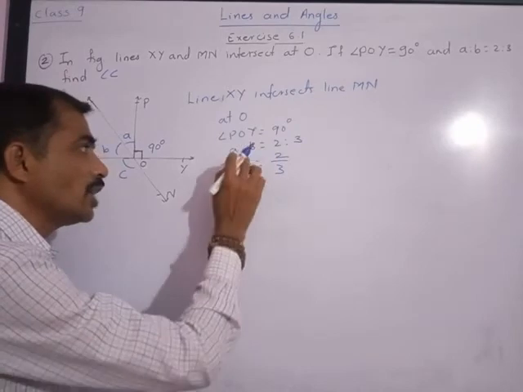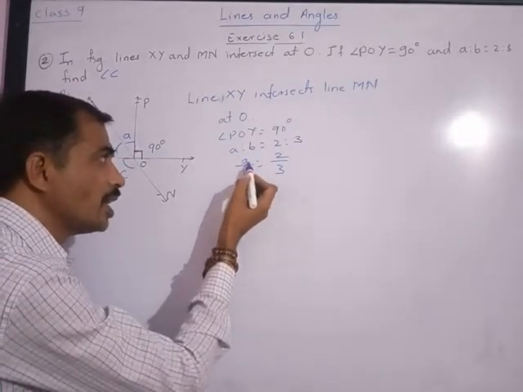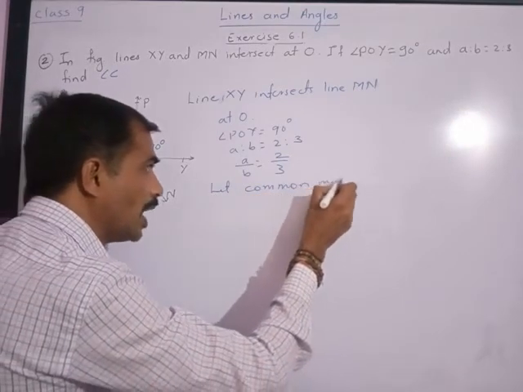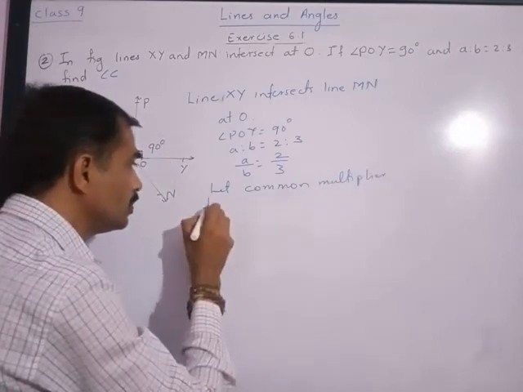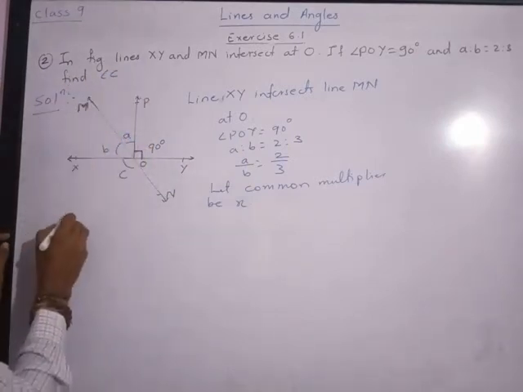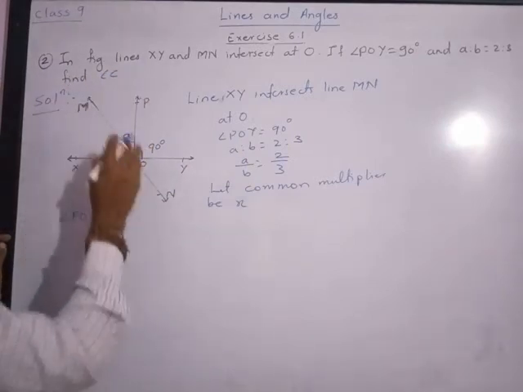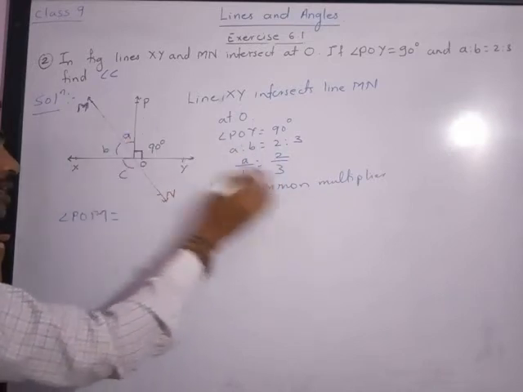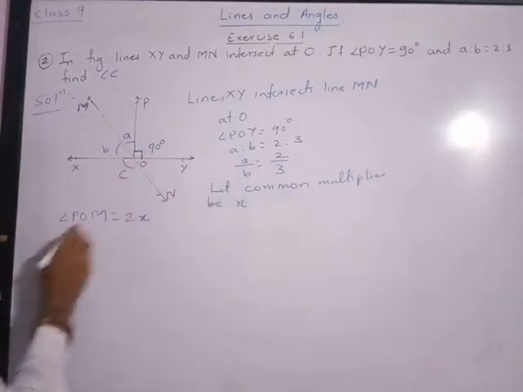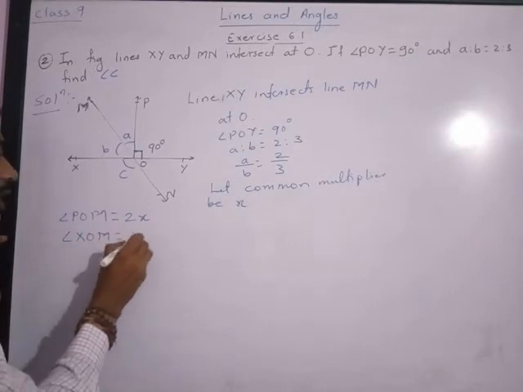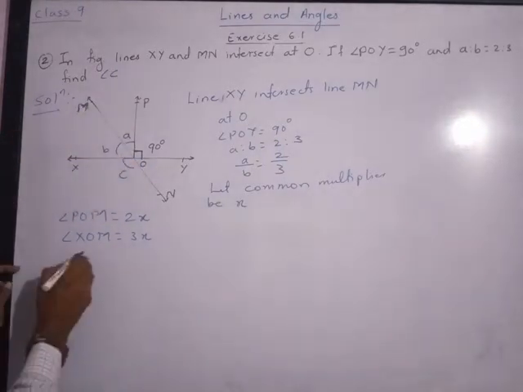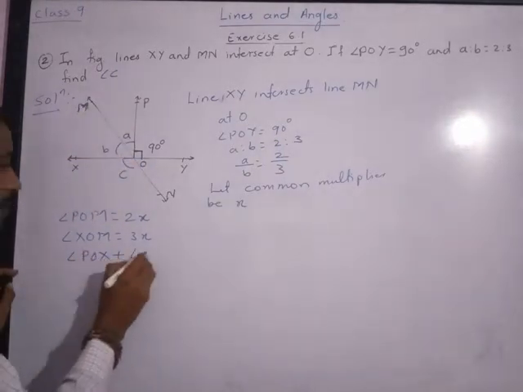So here you can understand that there exists some common multiplier. Let the common multiplier be x. Therefore, this a is to b, this angle POM is equal to 2 into x, that is, the ratio is given, it is equal to 2x, and angle XOM is equal to 3x.